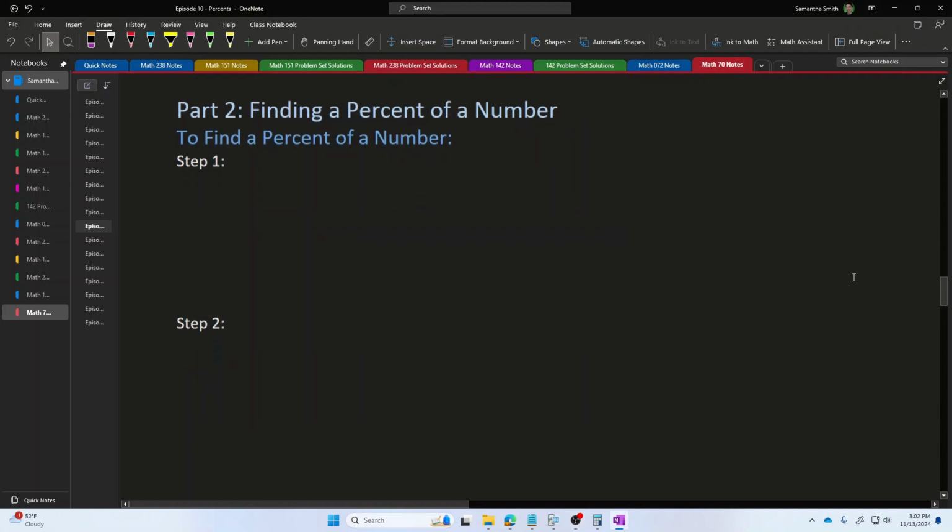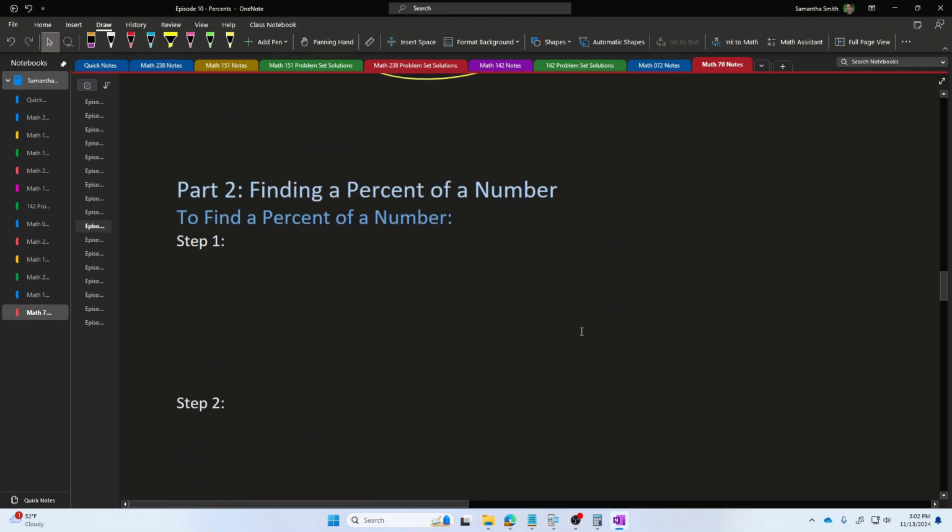In this part of episode 10, let's talk about how to find a percent of a number. To find a certain percent of a number, we're going to use the fact that this keyword "of" is referring to multiplication. To find a percent of a number, all you have to do is multiply that number by that percent. Now, in order to multiply the number by the percent in a calculator, the percent needs to be in a format that the calculator enjoys to work with.